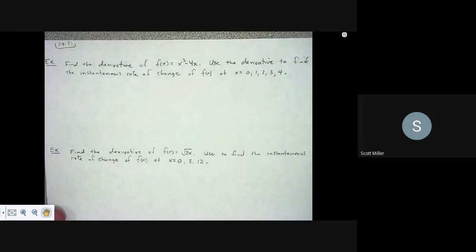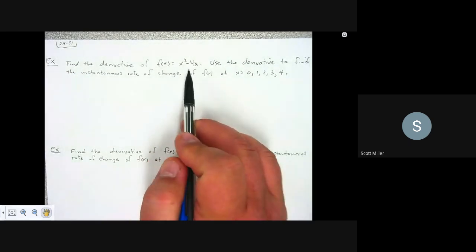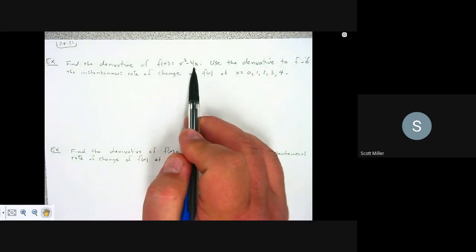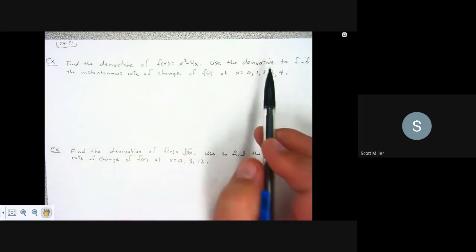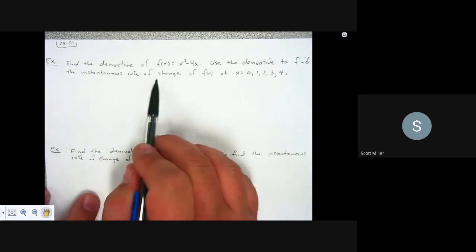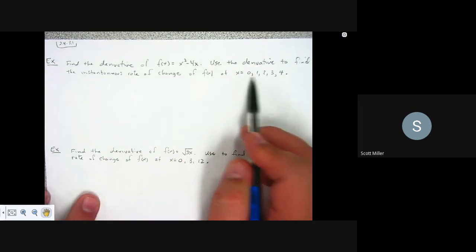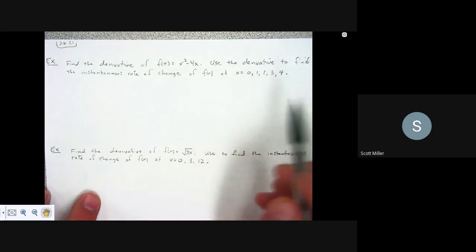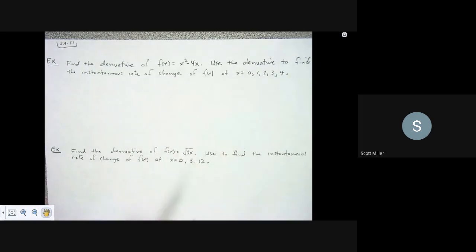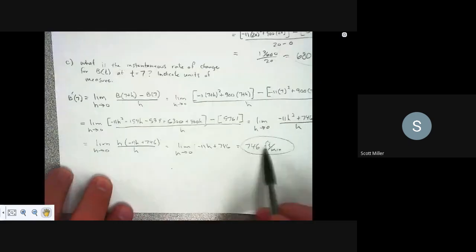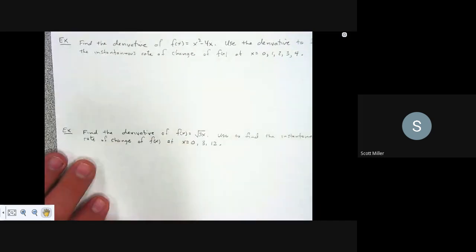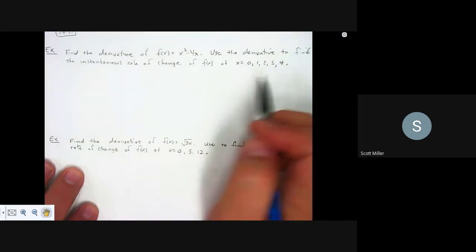All right, so let's look at another example that I have down here. Okay, in this case, we're going to find the derivative of f of x, which is x squared plus 4x. We're going to use that derivative to find the instantaneous rate of change of the function at these values. So instead of doing 5 of these little ones we just did to get a value, I'm going to find the derivative generically as a function and then plug these values into it.